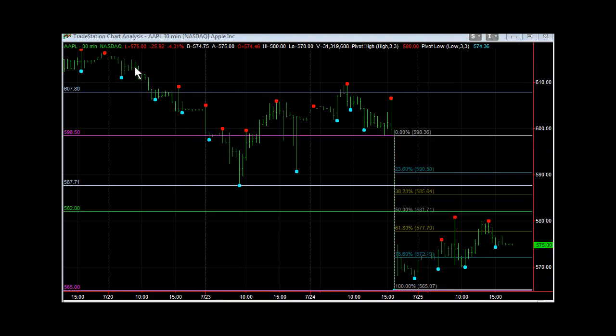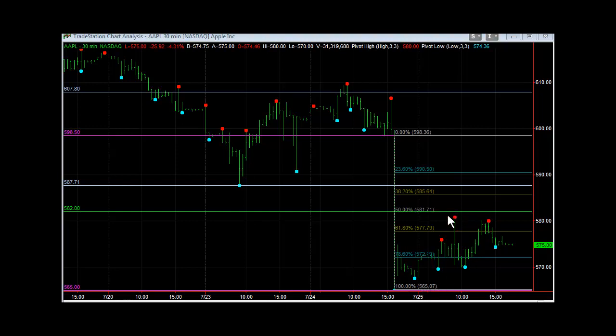So going back to the 30-minute chart right here, Apple failed to get it. It tried to get back up here to the 50% retracement, but failed towards the end of the day and sold right back off. So there's a good probability that it's going to retest again down here at this 565 level.